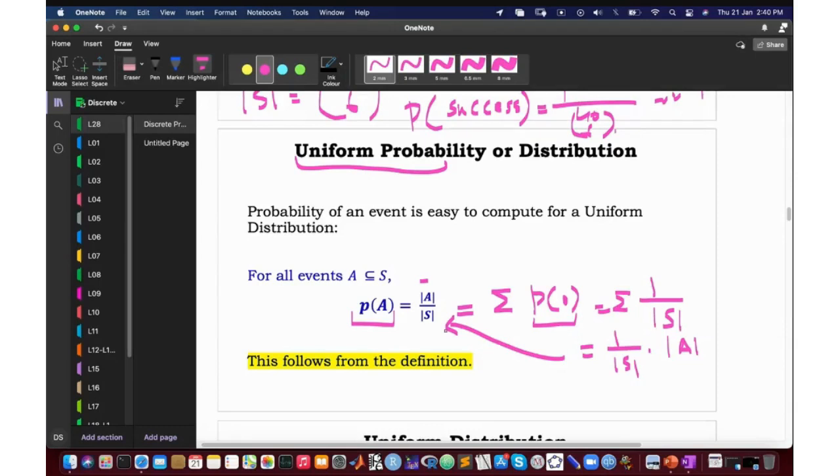If you want to compute the probability of an event, all you need to do is compute the size of that set and divide it by the size of the whole sample space. If you know these two numbers, you know the probability of that event. Questions?